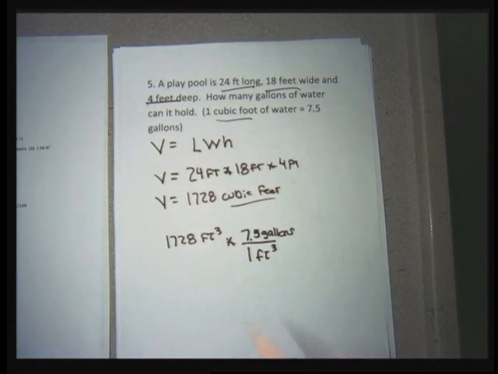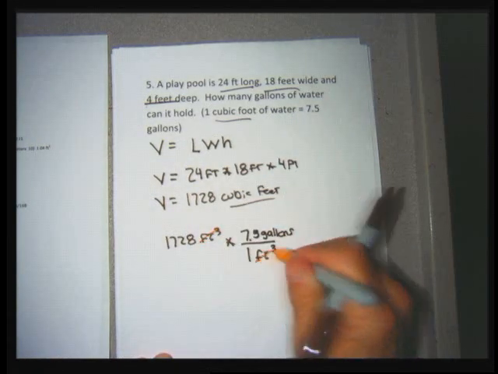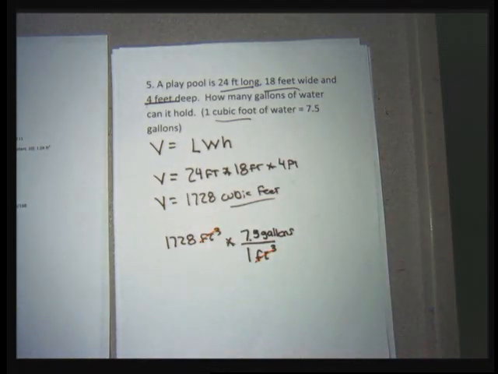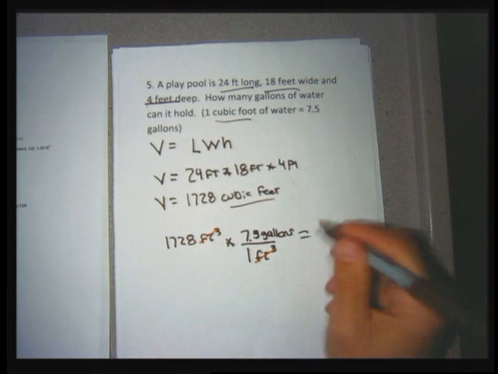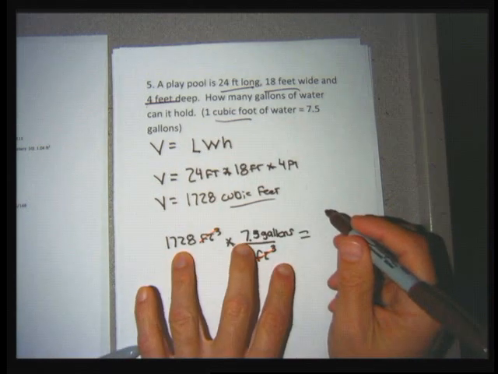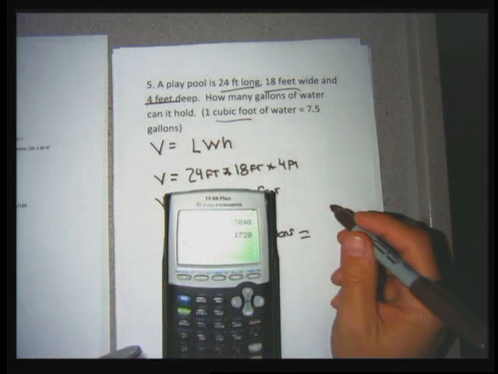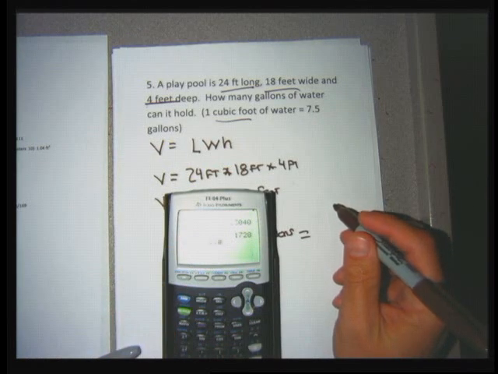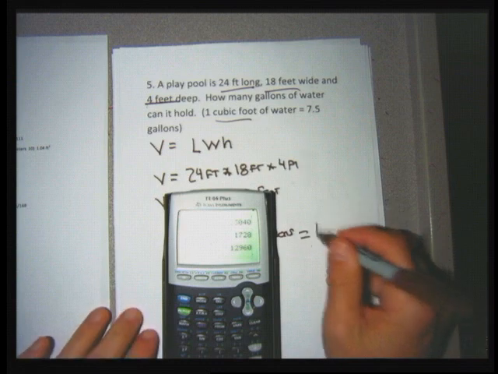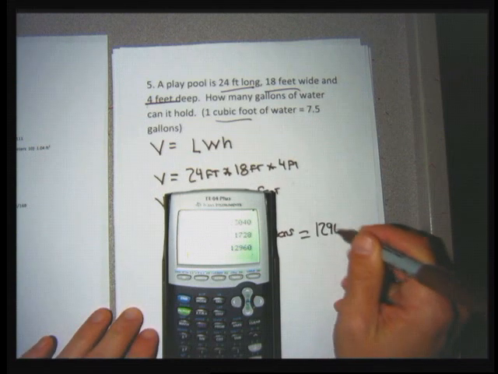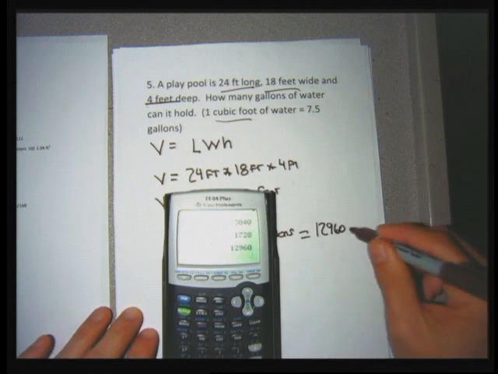When I do this, the cubic feet cancel. The units that are left are gallons. And to get the proper number, because the 7.5 is in the numerator, I just multiply the two. So to finish this one up, if I take the 1728 and multiply it by 7.5, I'm going to get 12,960, and the units need to be gallons.